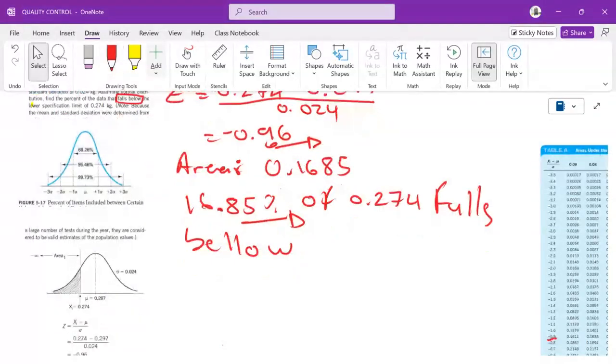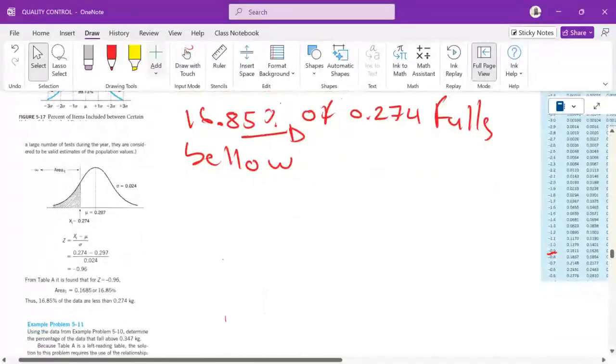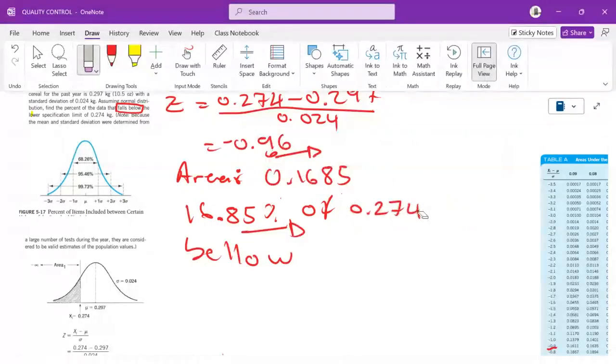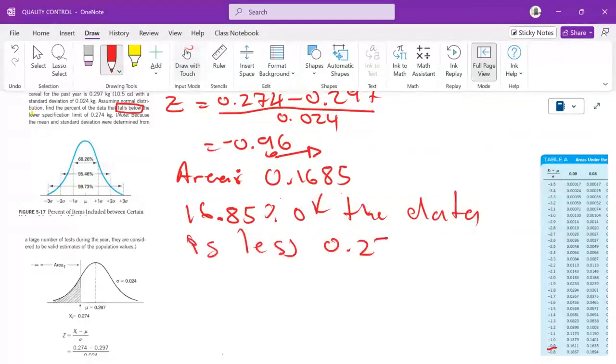Okay, let me rather go for their comment. They have, okay, 16% of the data are less than. Yeah, 16% of the data is less than. Yeah, as I can tell, English is no longer Englishing. So 16% of the data is less than 0.274 kg.